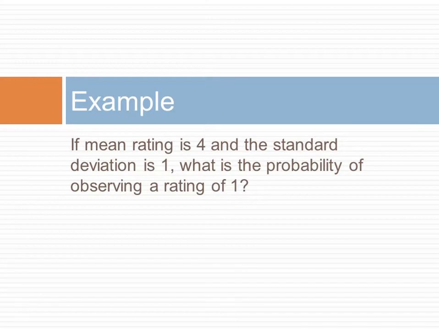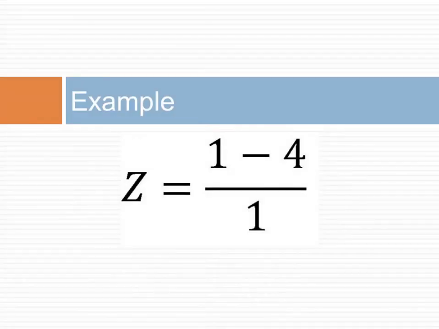In this question, we are asking how unusual it is to observe a rating of 1. To answer this question, we need to calculate the z-value. The z-value is minus 3. We can now look up in standard normal tables to see what percentage of values are more than 3 standard deviations below the mean.